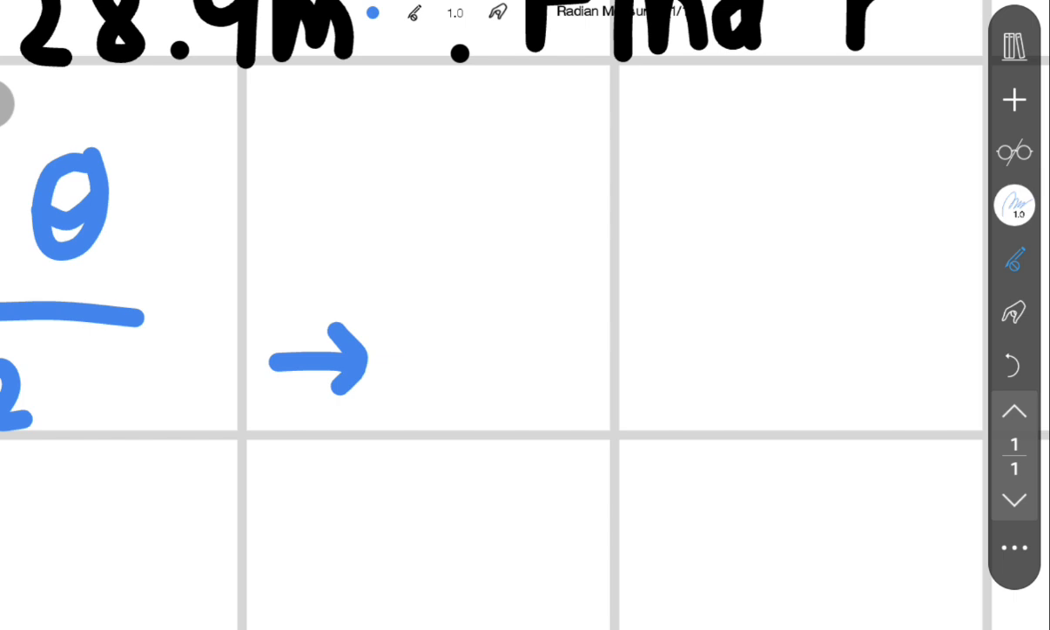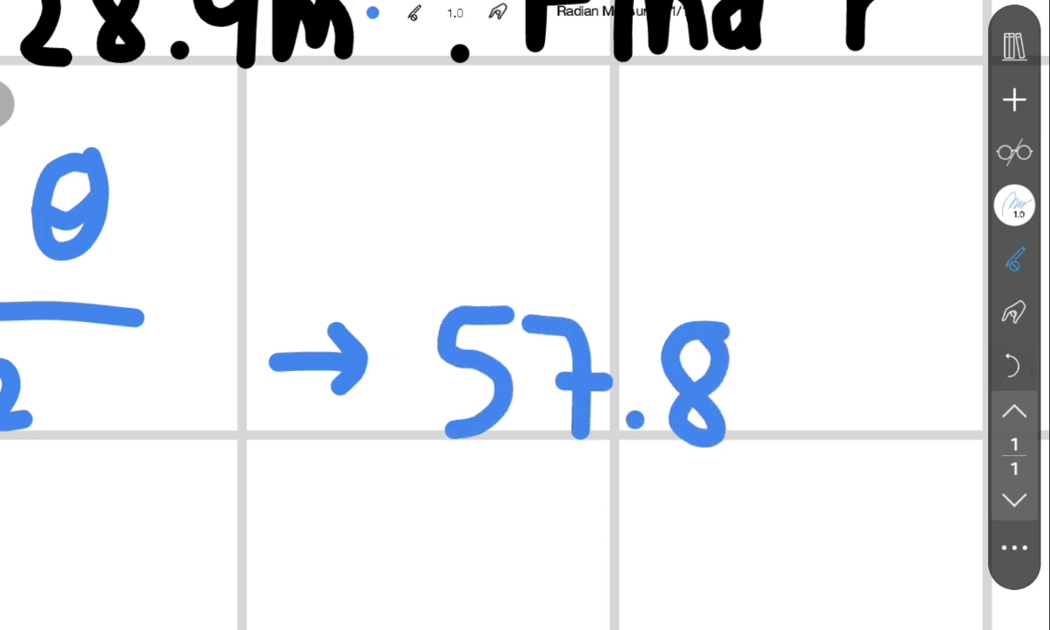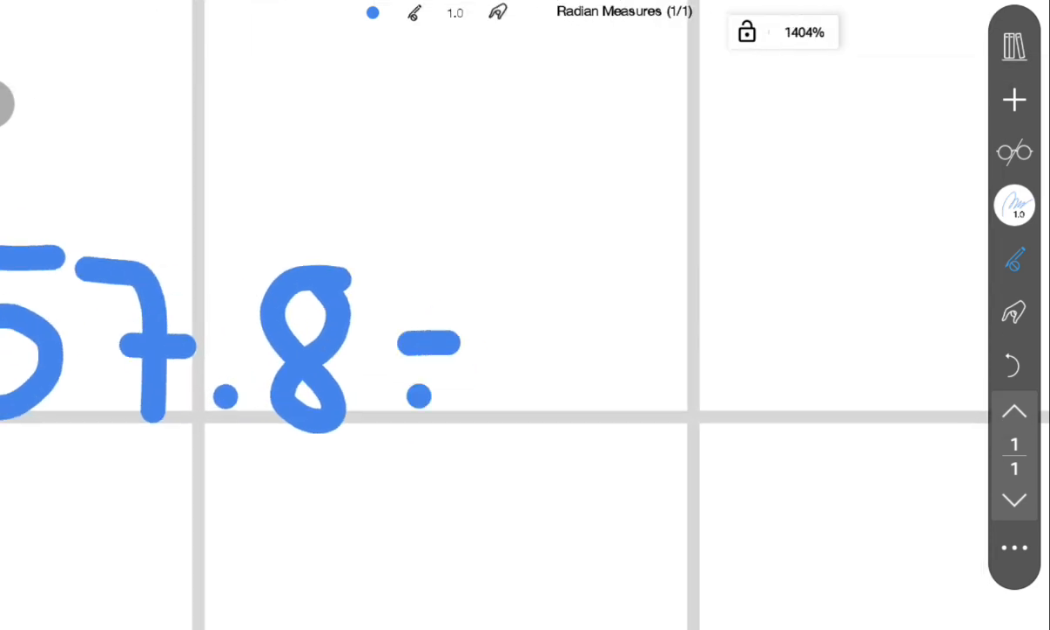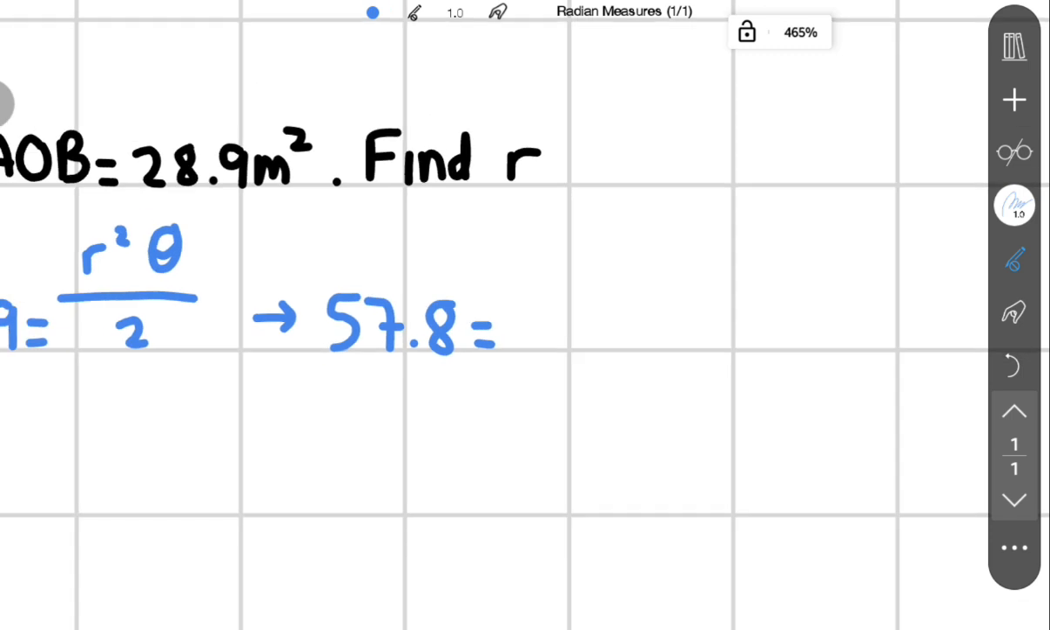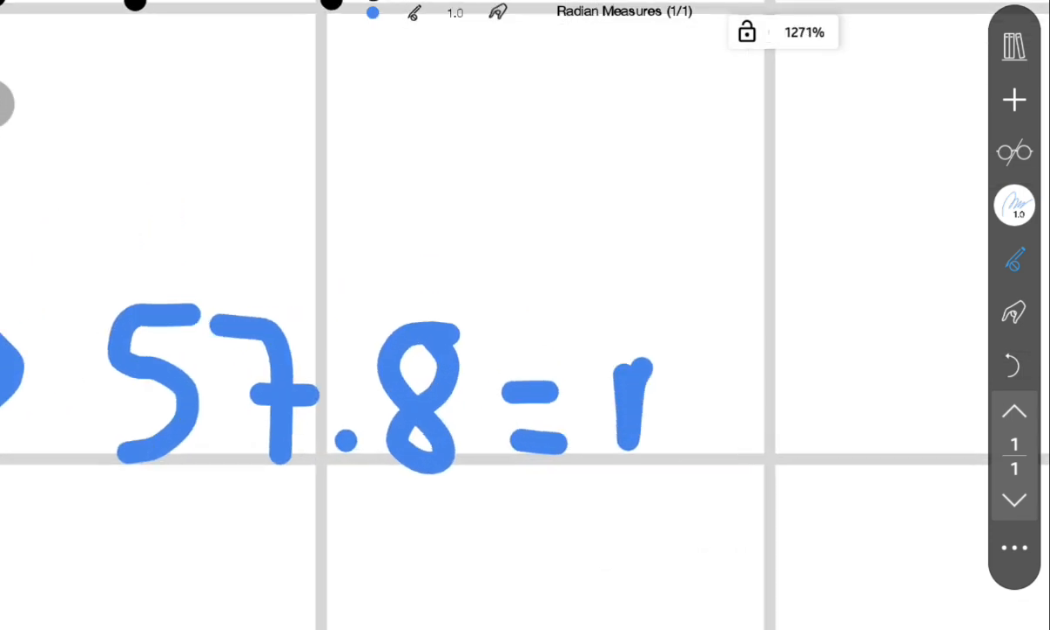that's equal to 57.8. I could have easily calculated that, but the blessing of a calculator, because I'm in uni, so most of my mathematics, be it calculus or linear algebra, no calculators were even allowed. Don't know why. So yeah, 57.8 is equal to R squared theta.